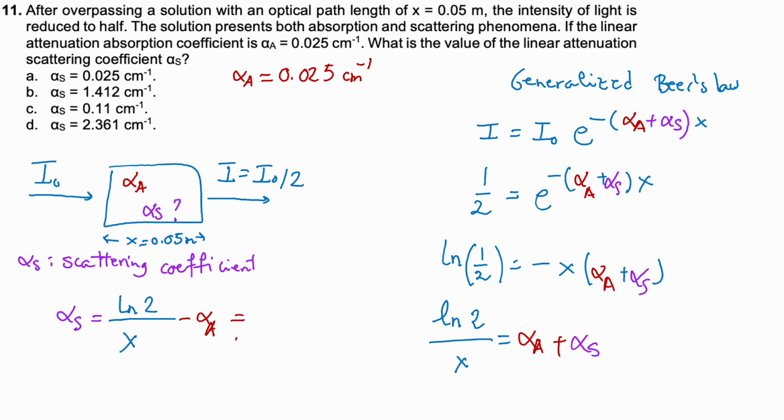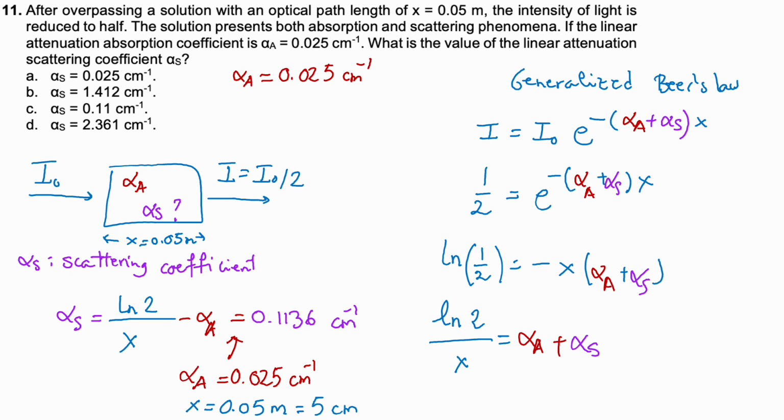Now here we need to be careful about putting everything in the same units. We have 0.025 inverse centimeters, and x is given as 0.05 meters, so we need to write it as 5 centimeters. Therefore, our scattering coefficient is equal to 0.1136 inverse centimeters. And that makes our correct solution the C option.